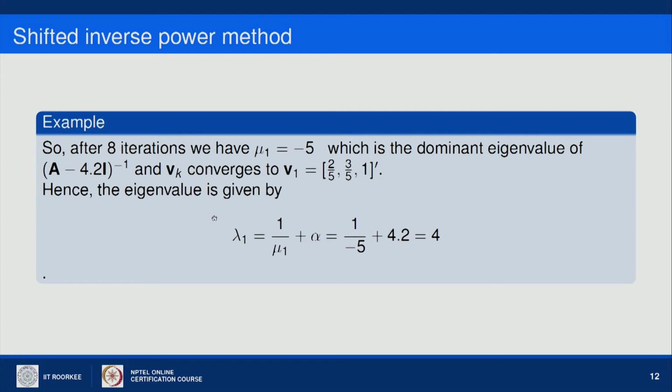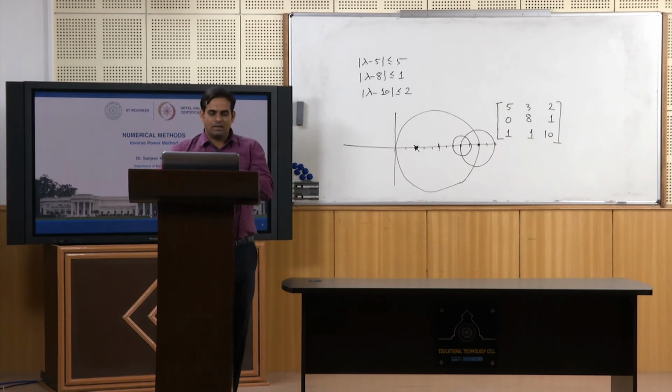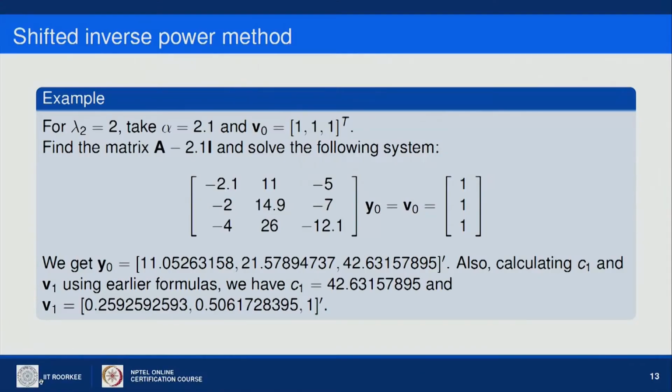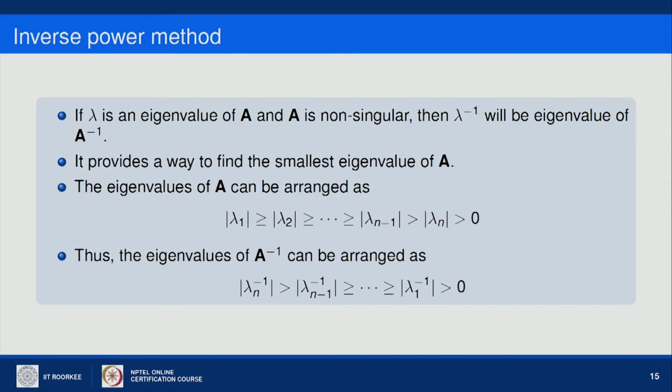Hence the eigenvalue is given by 1 upon mu 1 plus alpha, that is minus 1 upon 5 plus 4.2, that is 4, which verifies our claim that for a given alpha it will converge to the closest eigenvalue. If I take alpha equals 2.1 and apply the same process, it converges to eigenvalue 2 with corresponding eigenvector 1 by 4, 1 by 2 and 1.